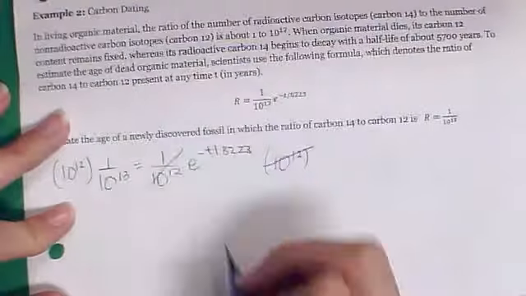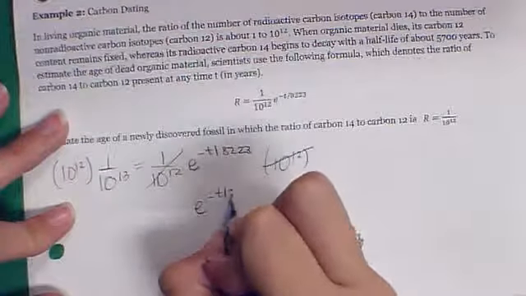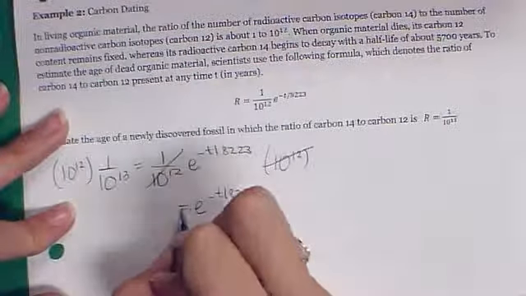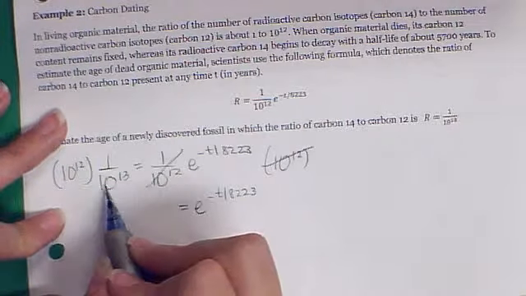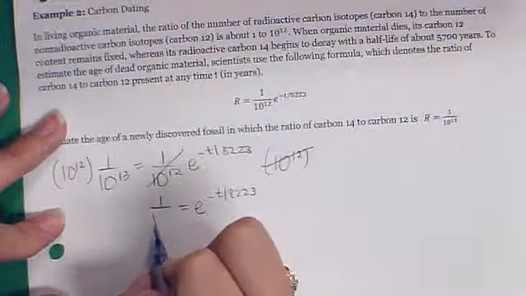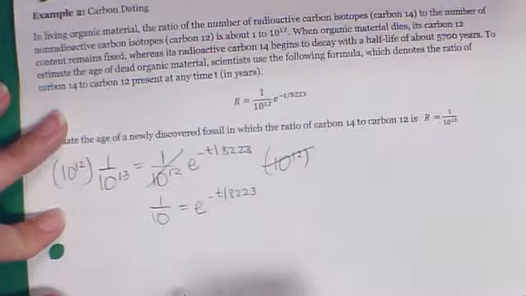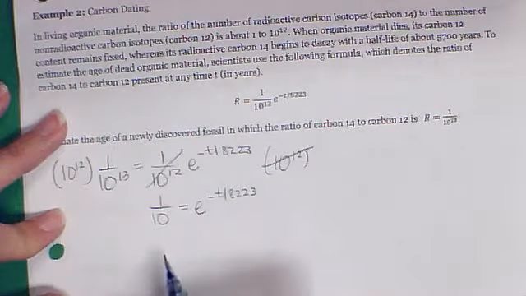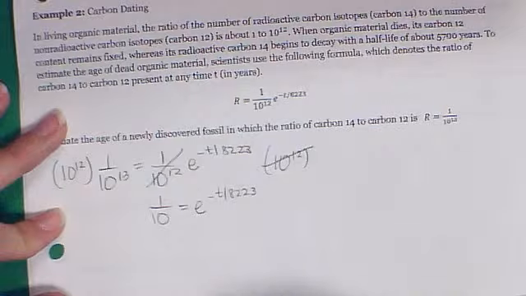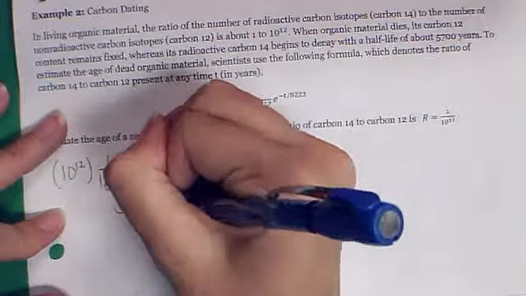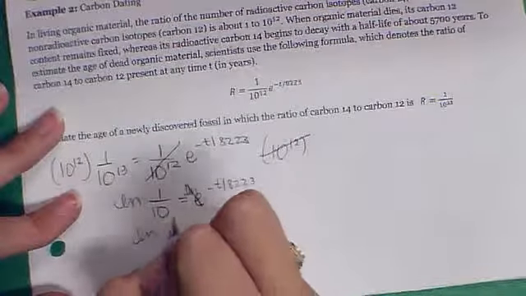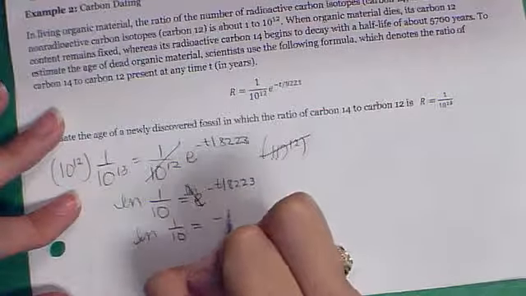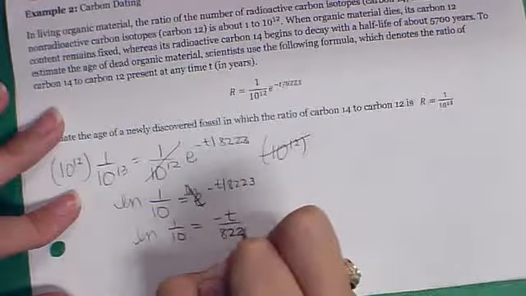This will cancel, and I have e to the negative t over 8,223 equaling 10 to the 12th over 10 to the 13th. Now, if I reduce this right here, I will get 1 over 10. That's because 13 minus 12 is 1, and so it'll be 10 to the first on the bottom. That's a power of exponents rule. Now I've got e by itself, so I can take the natural log of both sides to get that to cancel. And I'll have natural log of 1/10 is equal to negative t over 8,223.